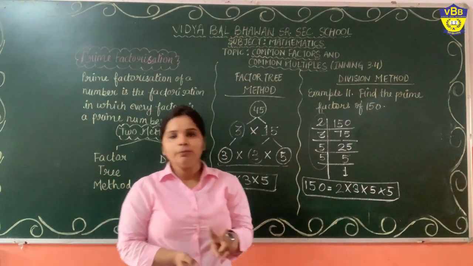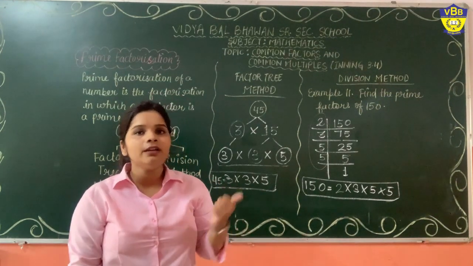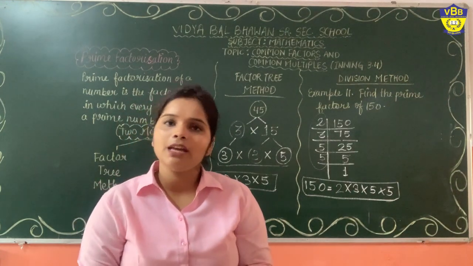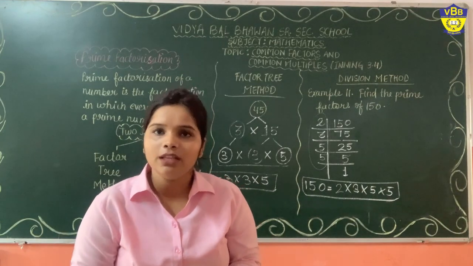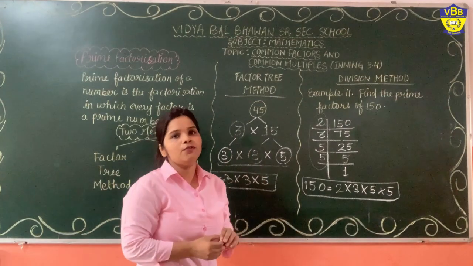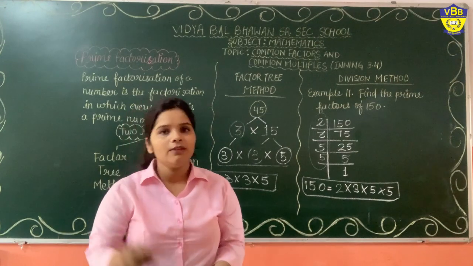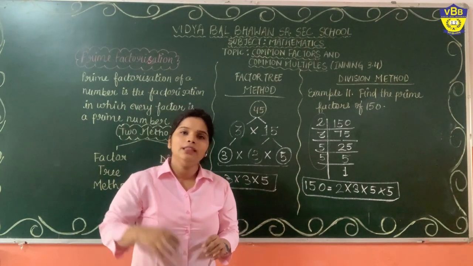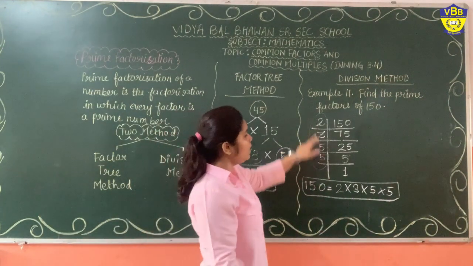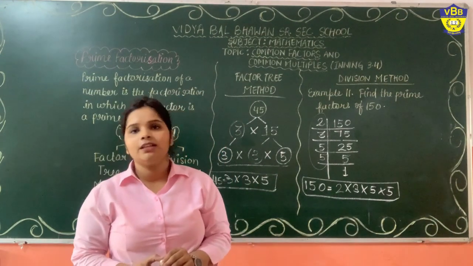So these are the two methods of finding prime factors of any given number: the factor tree method and the division method. Both methods are somewhat similar. You just need to check for the smallest prime number first, like 2. If the given number is divisible by 2, divide it. Otherwise go for the next prime number, and so on. You have to follow the steps until you get all the prime numbers. That's it. This is prime factorization.